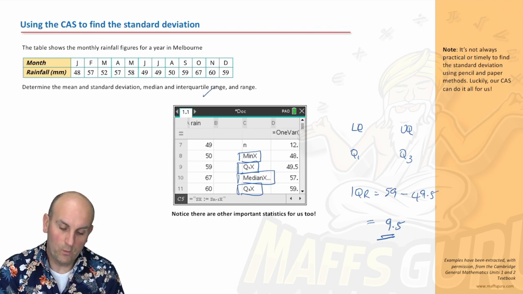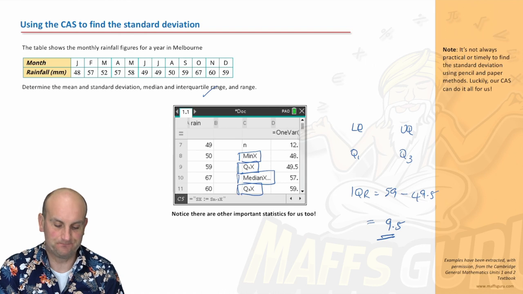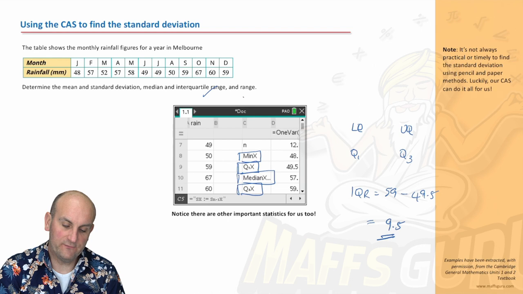So we've got that. What about my range? How can I find my range? Well, I'd be looking for my min X. Now again, notice the min X and my max X could also be found in this. Yes, so I could use that to find my range.